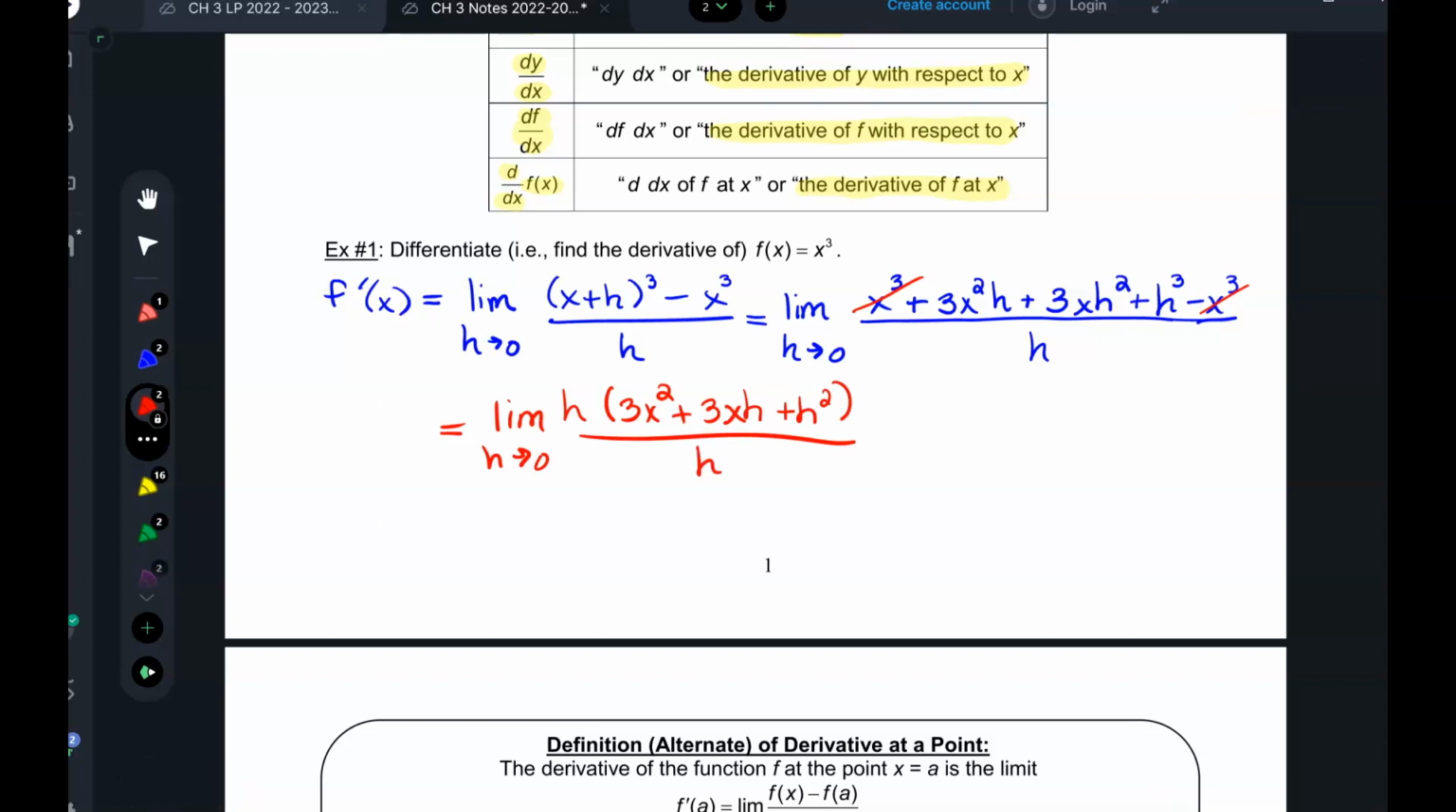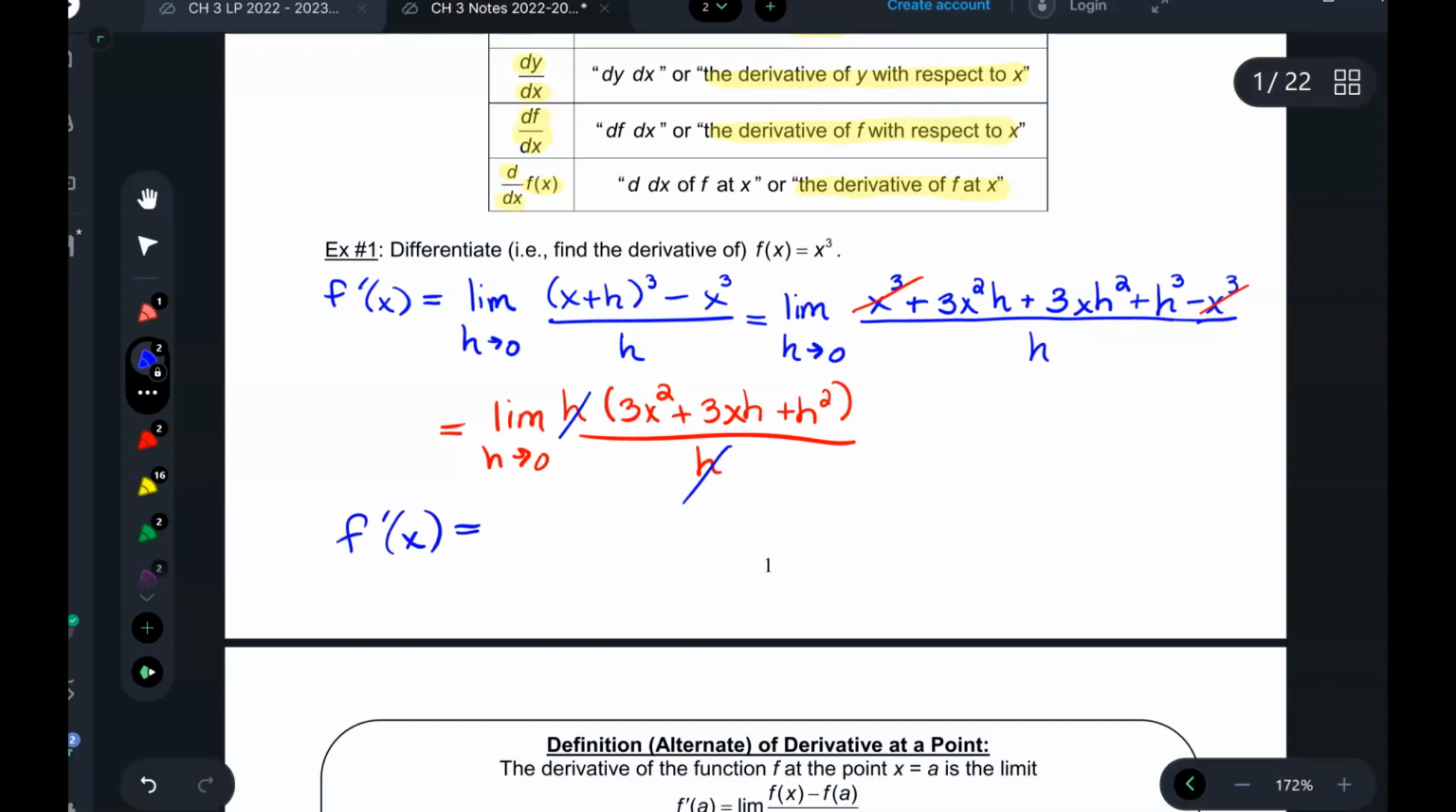Again, if you feel confident that you can just start crossing off h's, fine, but there were a lot of little mistakes there. I think it's good to just take that extra step. If you have the time, just do it. Factor out the h. Now what? Now we can substitute in h equals 0. Well, that means these two terms will go away. We just get, there we go. So that means f prime of x is equal to 3x squared.